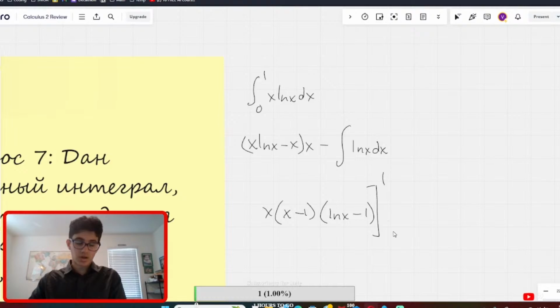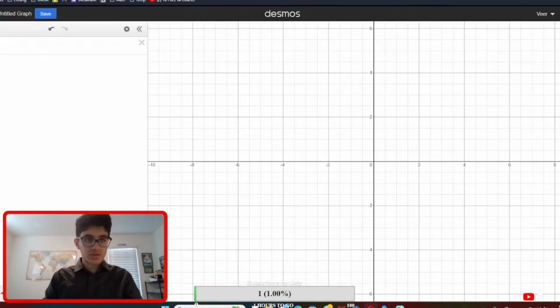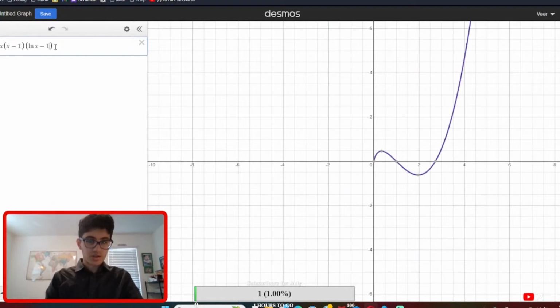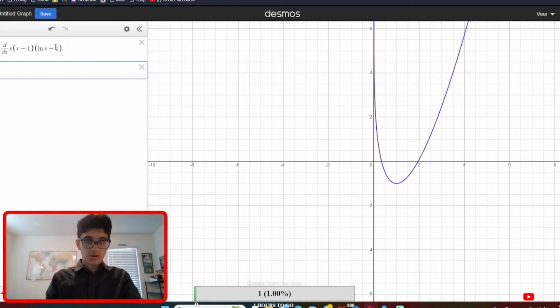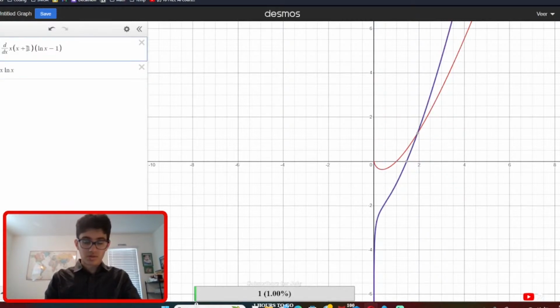Okay, this is when you integrate it, and you're going from the bounds 1 and 0. At 1, the whole thing is 0. At 0, the whole thing is 0, which suggests that I've done something wrong over here. Let's just check it once. Give me one sec. x minus 1, natural log of x minus 1. If you take the derivative of this, what do you get? You get that. And if you just do x natural log of x, you get that. So they're obviously not the same. So I've done something wrong.